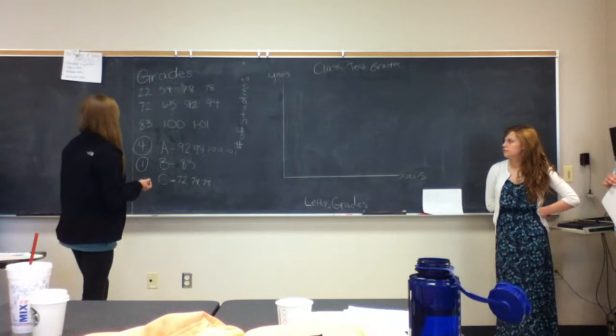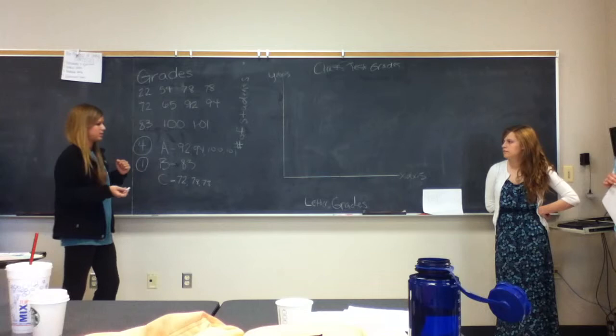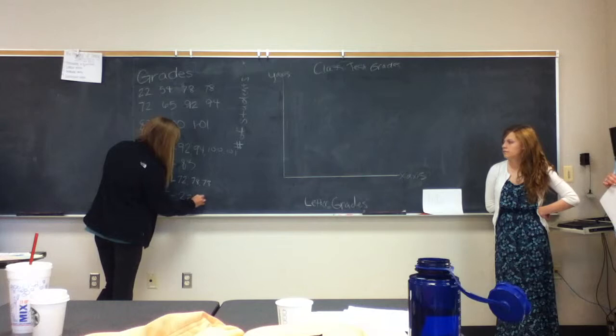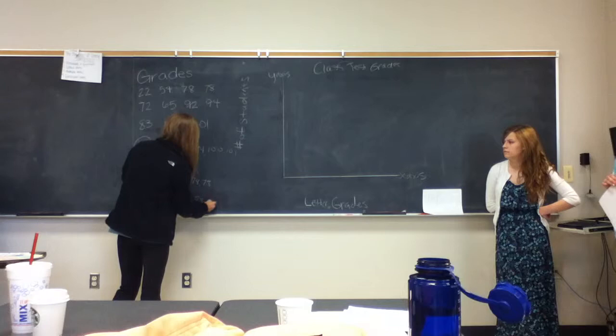And we decided that anything under a 70 is going to be counted as an F. And so we have the low grade of a 22, a 54, and a 65.